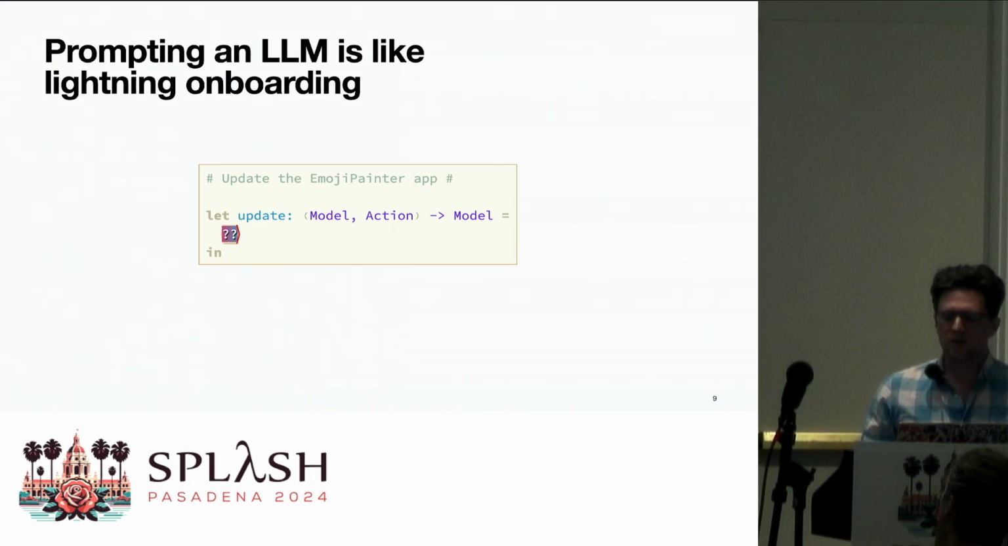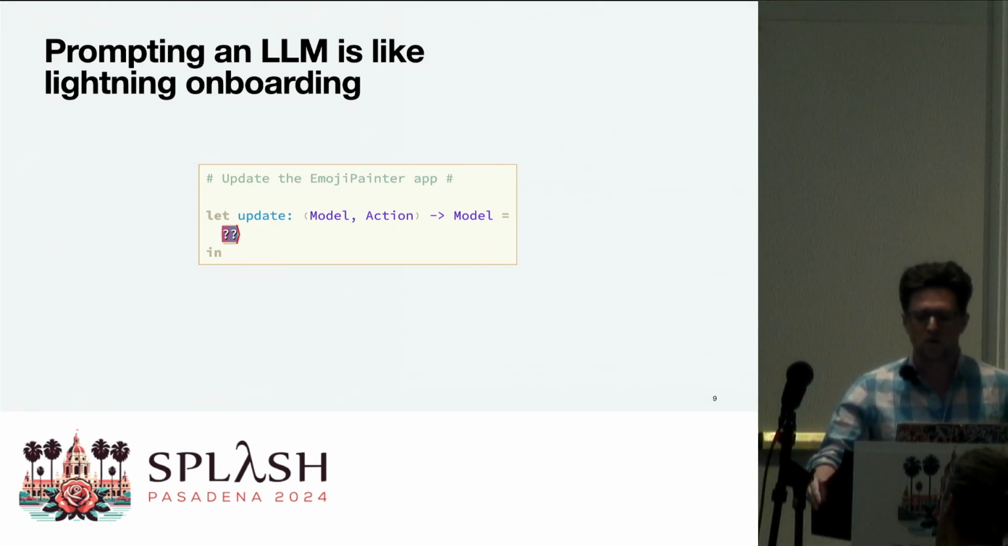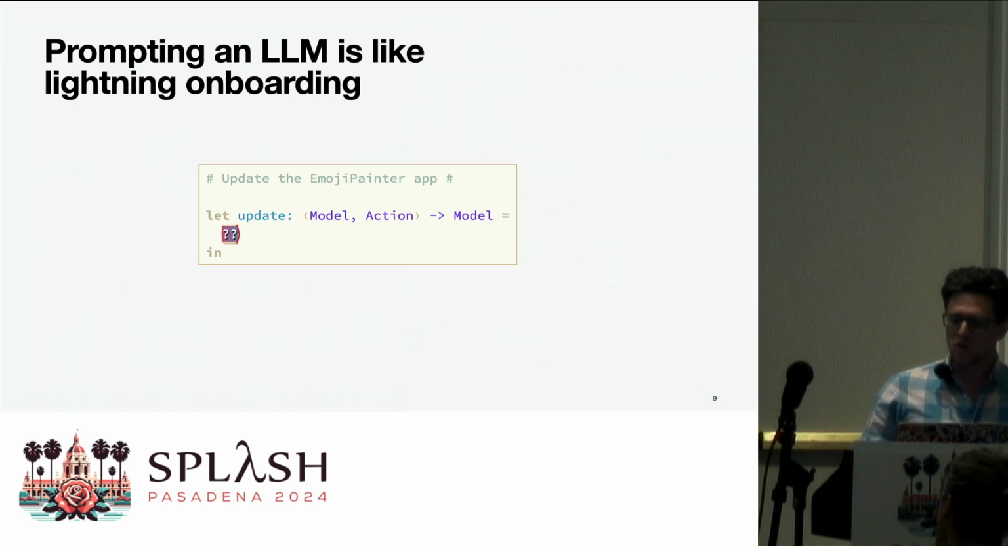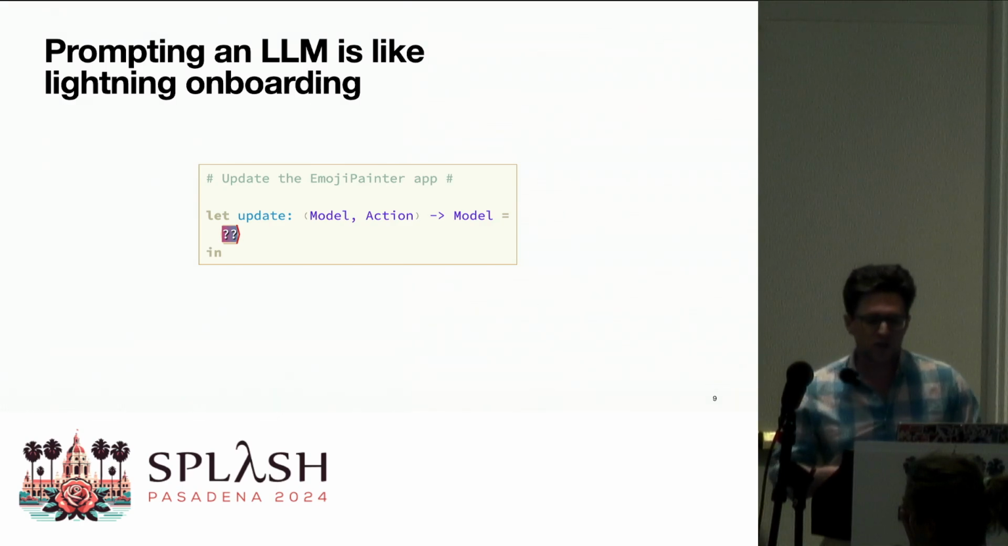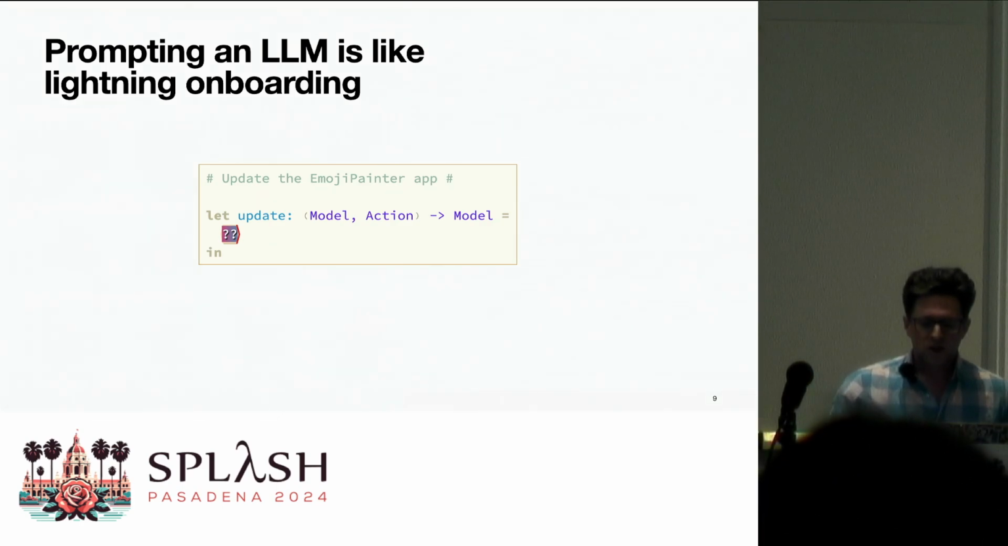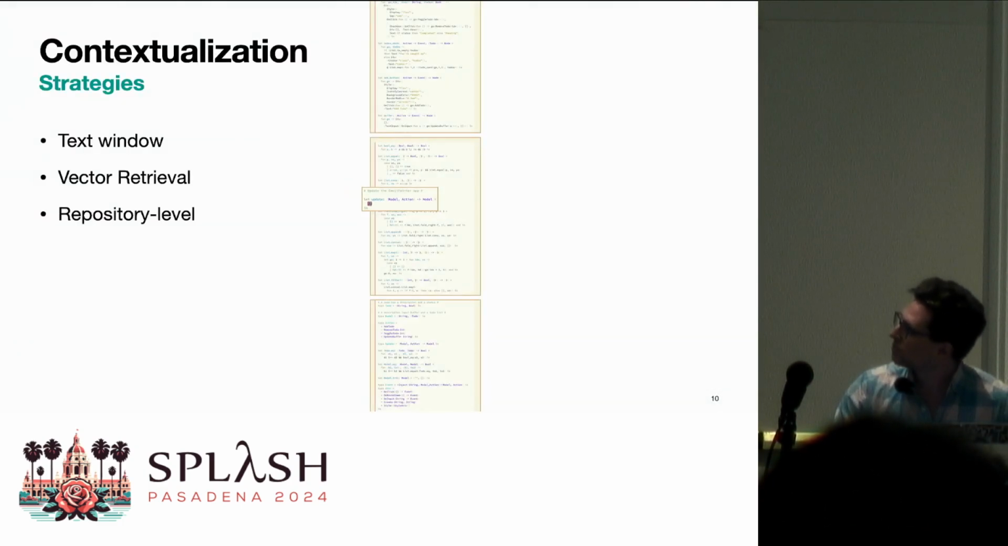Now, prompting an LLM is sort of like trying to quickly onboard a developer who has a large amount of shallow knowledge. So similar to posting a question to Stack Overflow, the quality of the response is going to depend on the quality of the context that you provide. However, too much context can prove distracting. So let's consider some automated methods we can use to provide that context.